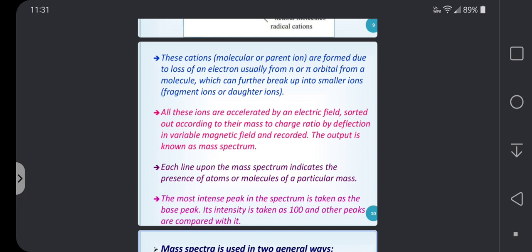Each line upon the mass spectrum indicates the presence of atoms or molecules of a particular mass. The most intense peak in the spectrum is taken as the base peak. Its intensity is taken as 100, and other peaks are compared with it.